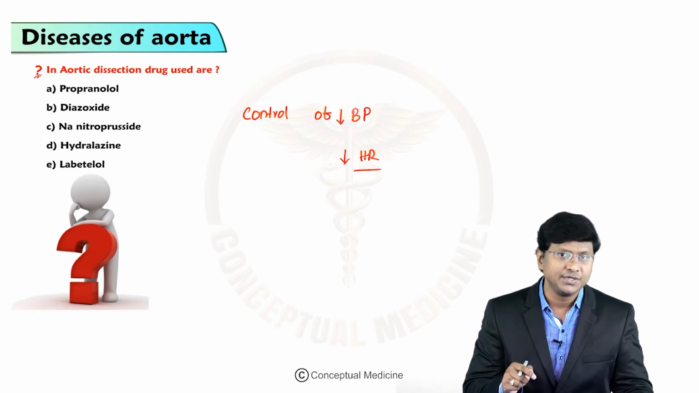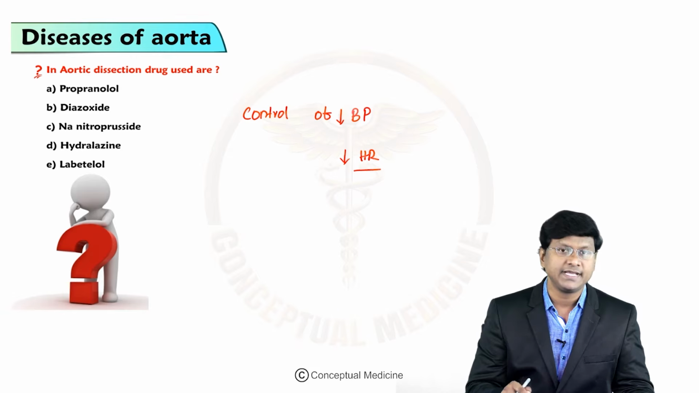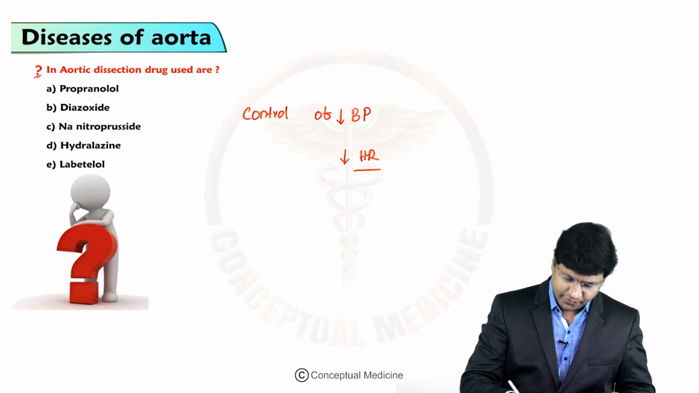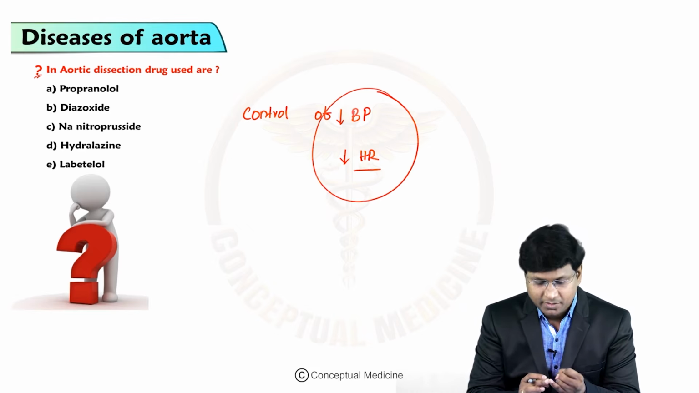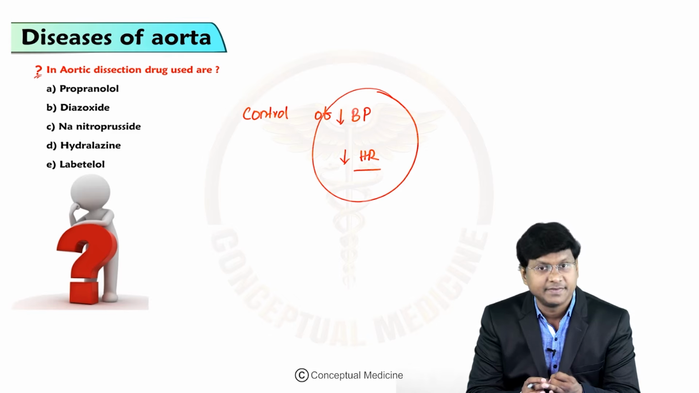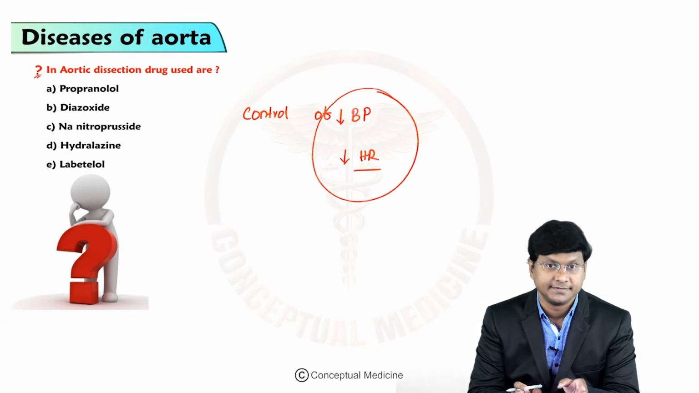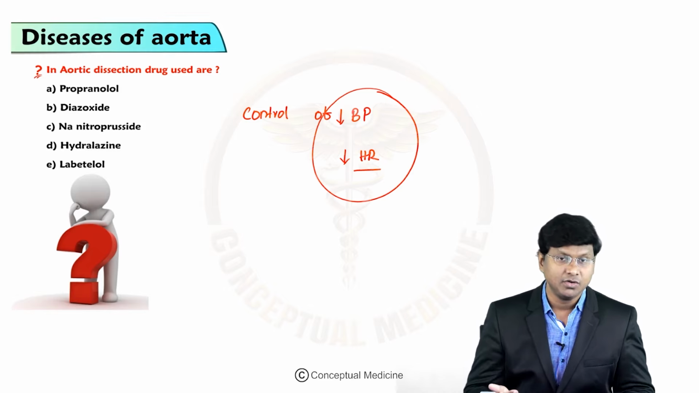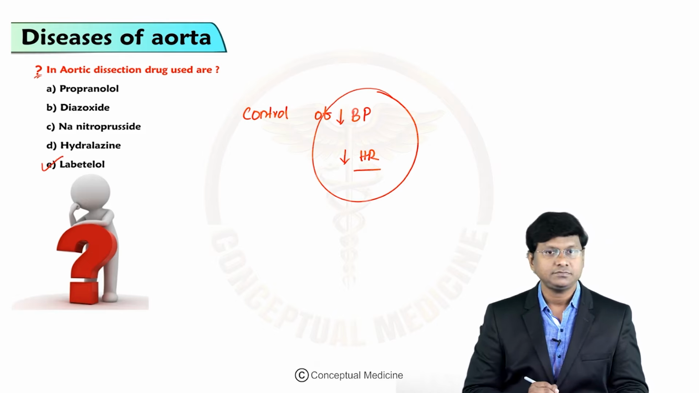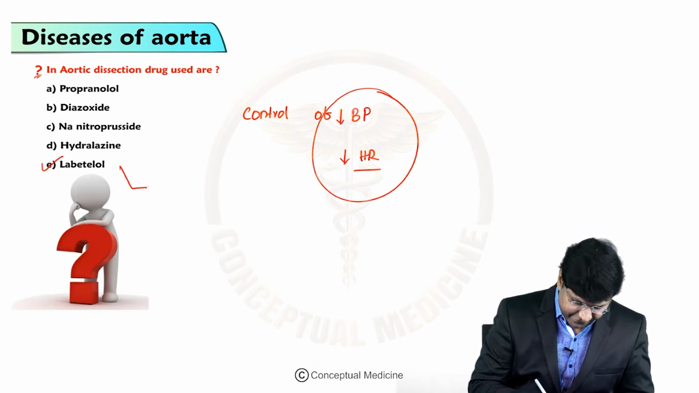Now, for that, you need to give a drug which is both an alpha and beta blocker. First of all, why do you have to reduce the blood pressure and the heart rate of the individual? See, when the cardiac output or the heart rate is reduced, and at the same time the blood pressure is reduced, the progression of the dissection will be halted. Right? The progression of the dissection will be halted. That is the advantage of reducing the blood pressure and the heart rate. And for that, you need to give labetalol. Right? Labetalol, it is both alpha plus beta blocker.